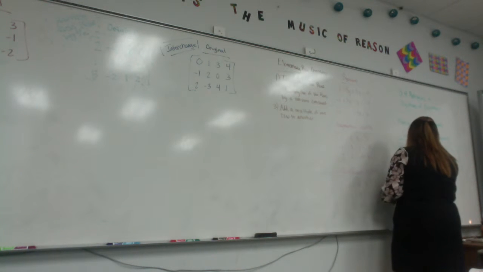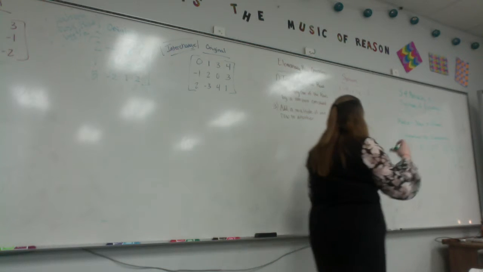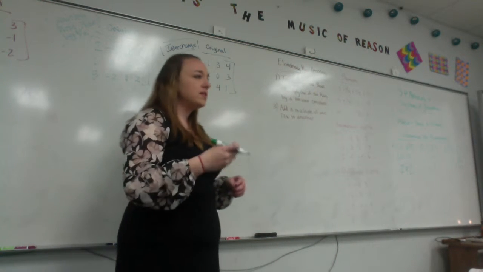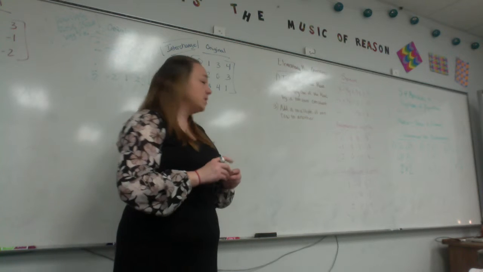We also call this a square matrix. Anything that is the same, 2 by 2, 3 by 3, 4 by 4, things like that, 1 by 1, those are square matrices. Okay?